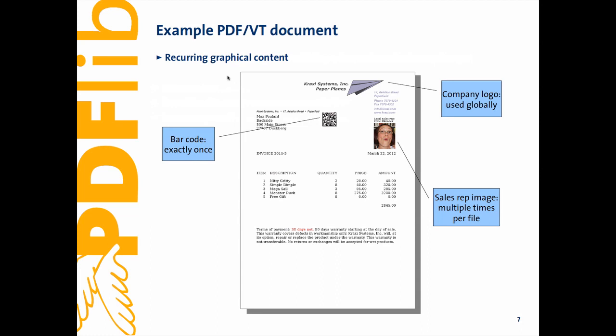We have the company logo that is potentially used globally, maybe even in all files printed in this specific environment. And we could have an image. We imagine that you could put an image of a sales rep into each invoice, so each customer would know who their sales rep is, and this same image, the same image XObject, would be referenced in multiple pages in the PDF/VT file.